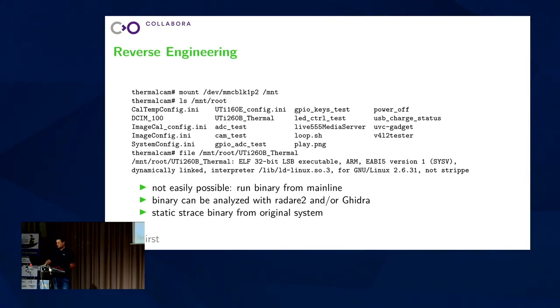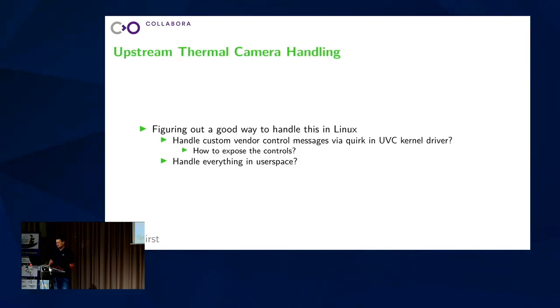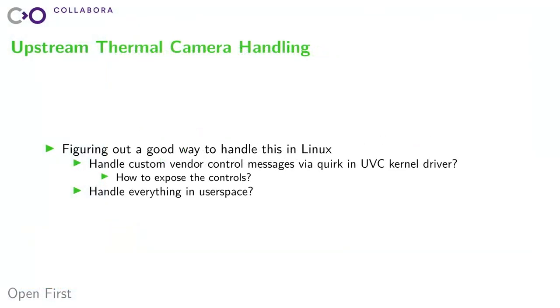So the thing that I'm currently thinking about is how we will handle it upstream once I figure out the interface, because we don't have anything right now in Video for Linux for these custom things, and it needs all kinds of interesting things like calibration data and these gain modes. So I'm still wondering how to expose this, and if we even want to expose this or just handle everything in user space. If somebody has ideas about this, please contact me.